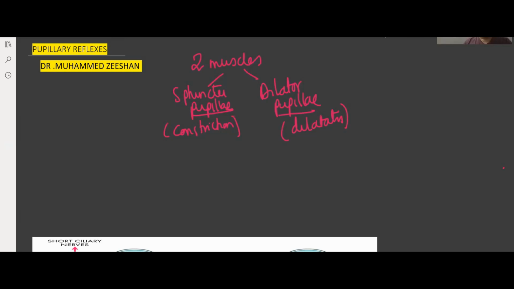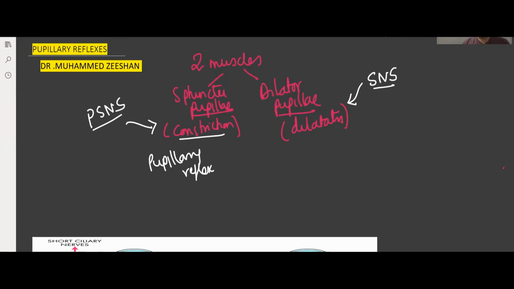The sphincter pupillae, or constriction of the pupil, is under parasympathetic nervous system control, and the dilatation of the pupil is under the sympathetic nervous system. What we are dealing with in pupillary reflexes is the constriction of the pupil, so we are dealing with the parasympathetic nervous system involvement in the eye that controls the pupil. When we speak about the pupillary reflexes, we have the light reflex and the near reflex.